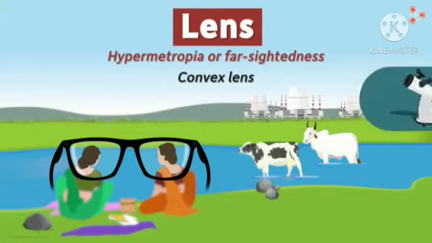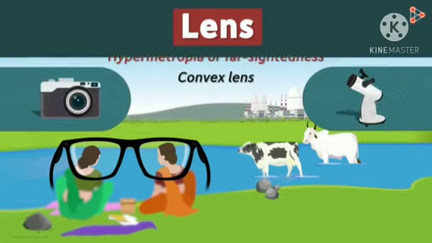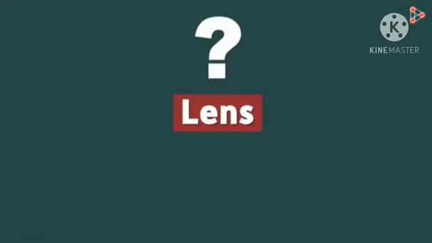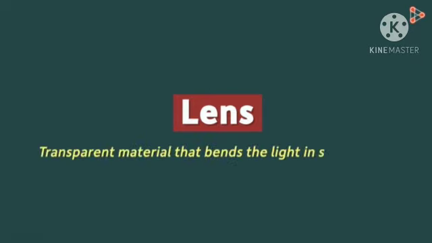Lenses are also used in telescopes and cameras. So what is a lens? In simple language, we can say that a lens is a transparent material that bends the light in some pattern. The pattern in which the lens bends the light depends on what type of lens it is.